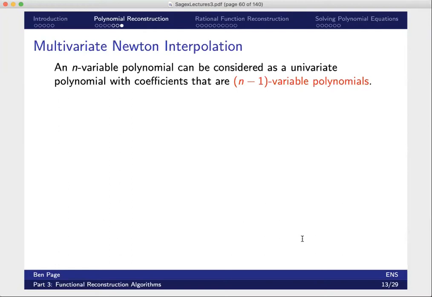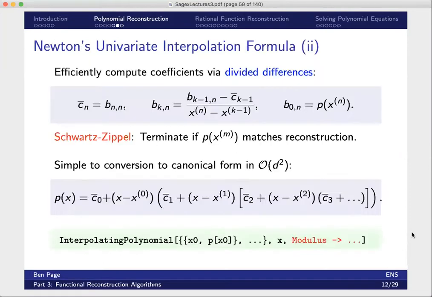Excuse me, Ben. Hi. Go ahead, Gabriel. Can I ask you a question? So you could go back to the previous slide. Yeah. So what do you mean by if it matches the reconstruction? So you evaluate on more points and you see if the function gives the right result? That is exactly what I mean.